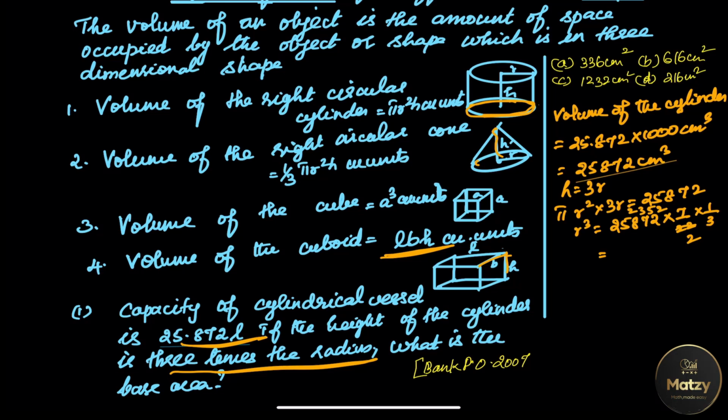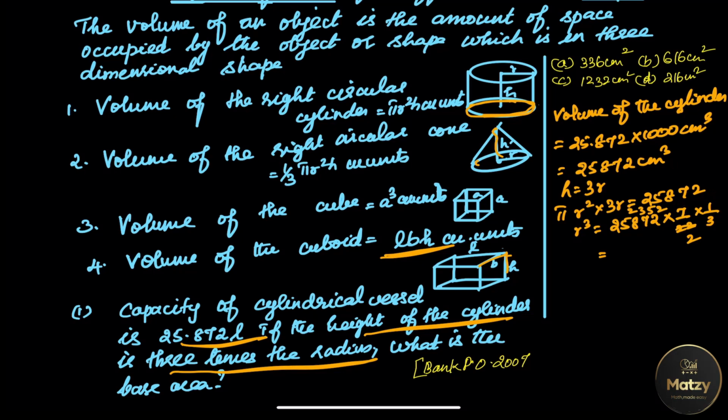Am I right? Now, one more piece of information is given in this problem: h is equal to 3r. That is, the height of the cylinder is 3 times the radius. Now, I am going to use this concept. What is the formula for volume of the cylinder? Pi r square h. So, pi r square into, instead of h, I am using 3r.